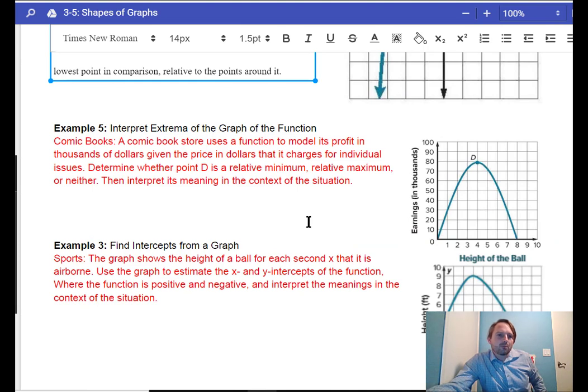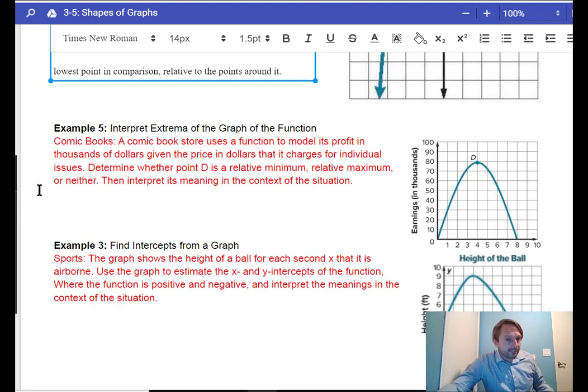So, interpret extrema of the graph of the function. All right, let's go on. It says a comic book store uses a function to model its profit in thousands of dollars given the price in dollars that it charges for individual issues. Determine whether point D is a relative minimum, relative maximum, or neither. Then interpret its meaning in the context of the situation.